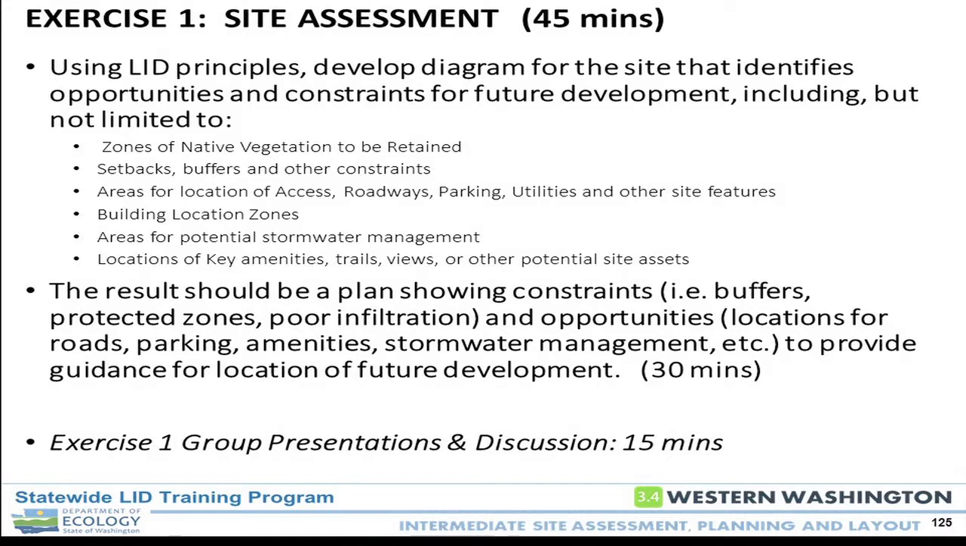So the idea is we're going to just do a site assessment. We don't exactly know what's going to go on the site. We have an idea that we're going to develop the parcel, but what we want to do is look at potential opportunities and constraints that are going to be limiting barriers or potential opportunities. So things like native vegetation to be retained, setbacks, buffers, other things that limit where you can develop or where you can't. And then obviously some of the functional things. Where would it make sense to build parking? Where would it make sense to build buildings? You're doing this generally, you're not actually developing them right now.